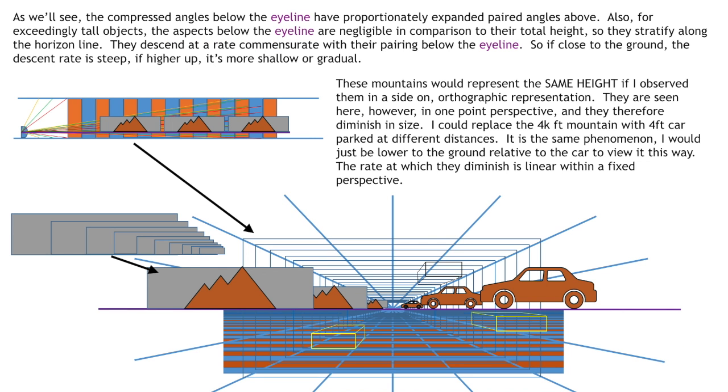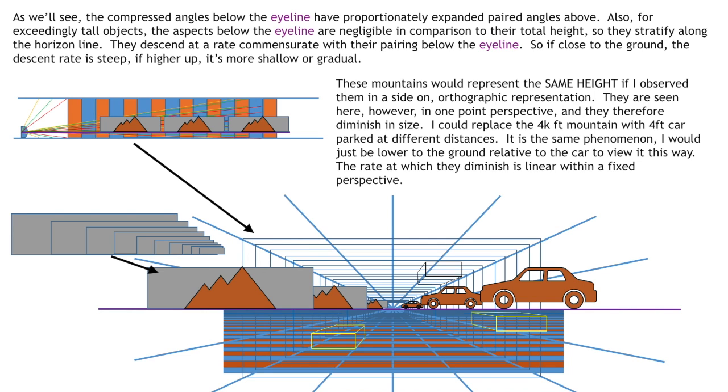As we'll see, the compressed angles below the eye line have proportionally expanded angles paired above. So as one compresses, the other expands. Keep that in mind. Or as I move left and compress the left angles, the angles on the right expand, so on and so forth.